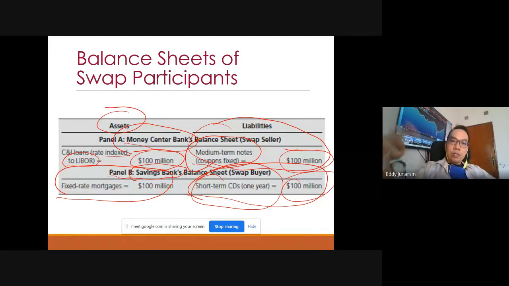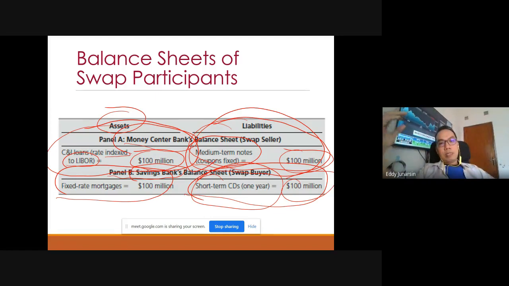So we see a simple situation here. Money Central Bank actually wants, because it has its liabilities in fixed rate obligation, actually the Money Central Bank is more interested in paying the variable rate. Why? Because on the asset side, the Money Central Bank right now is expecting or enjoying a rate of return in the variable or floating rate system. So naturally, Money Central Bank also wants to pay its obligations or liabilities in the floating rate system, floating rate type of liabilities.